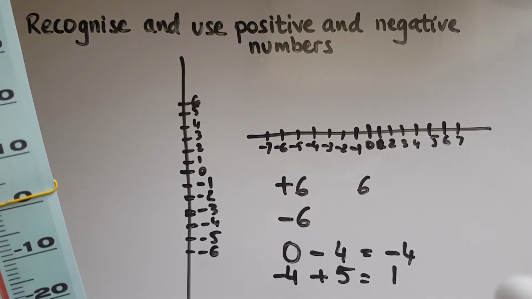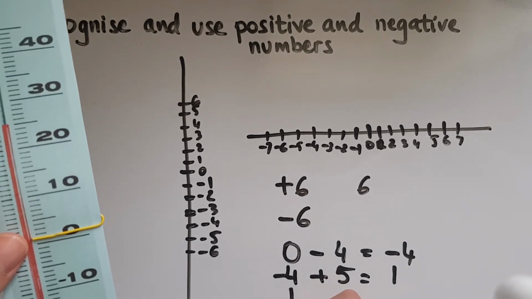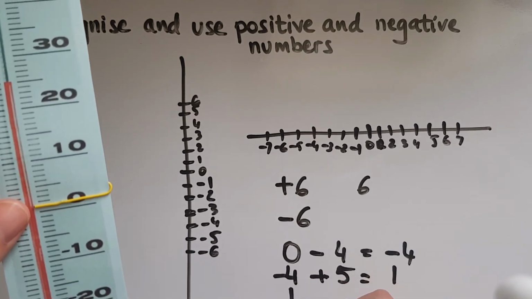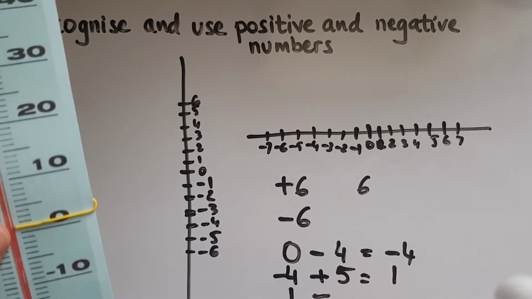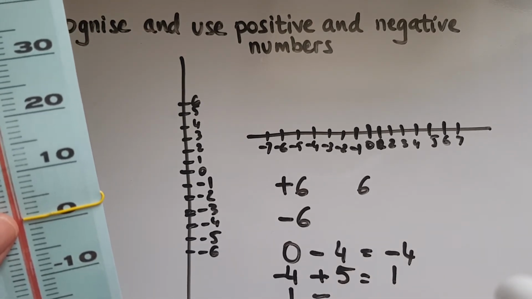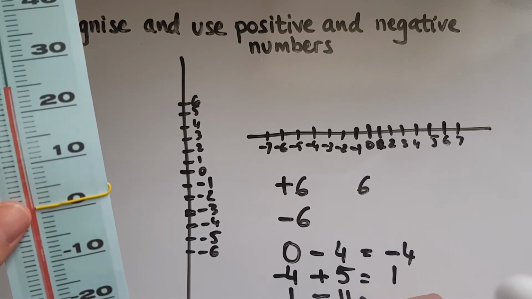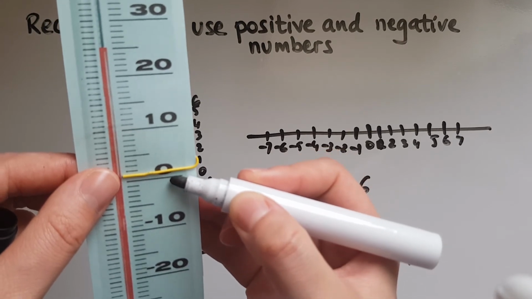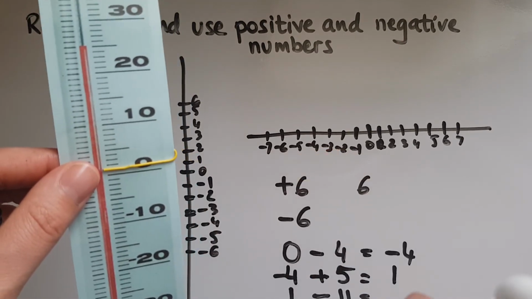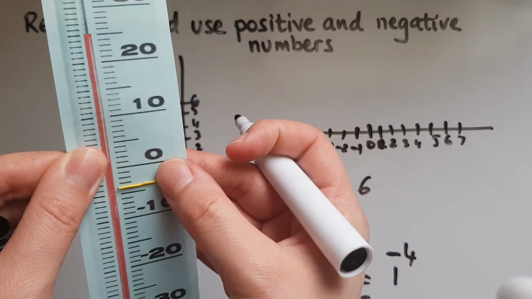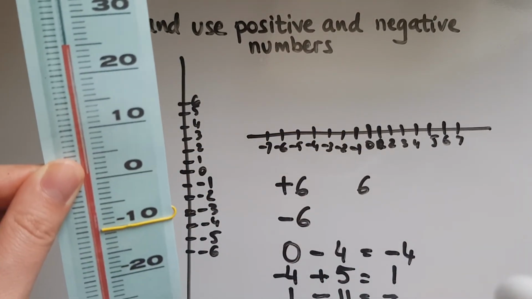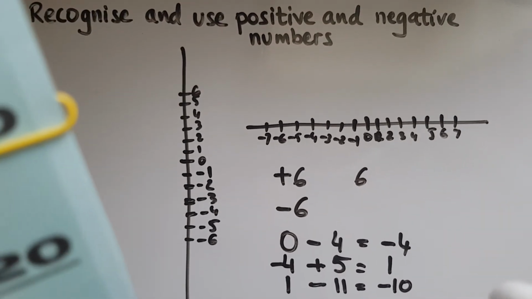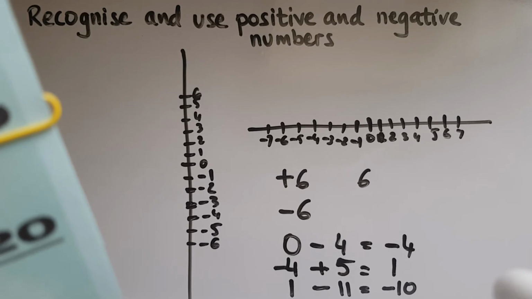What is going to happen then if the temperature drops by 11 degrees? So 1 minus 11, what's going to happen? So we move 1 step to go to 0 and another 10 steps, and this goes to -10. So we've got a minus 10 degrees temperature in there.